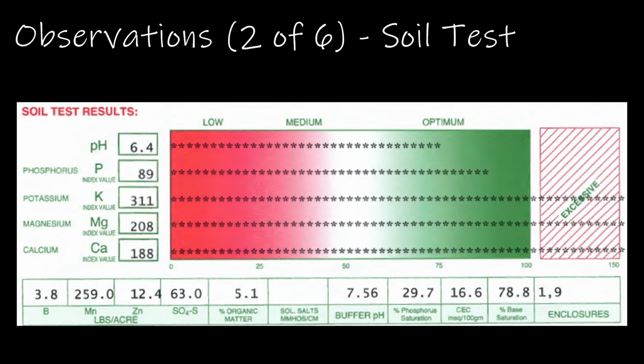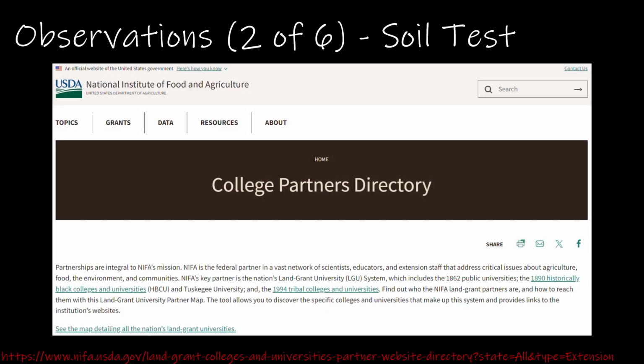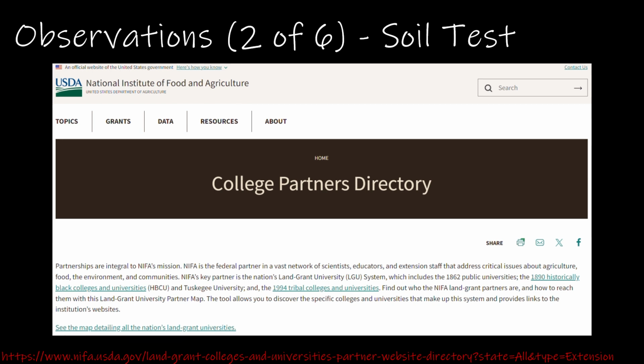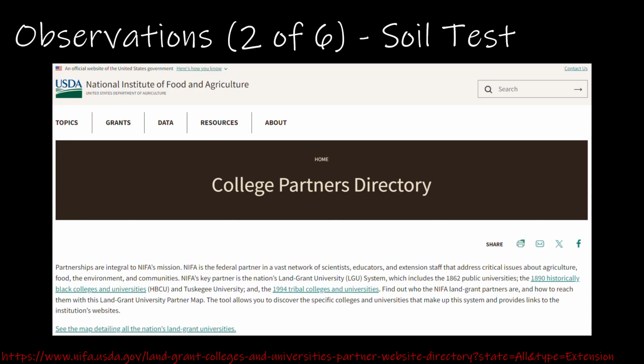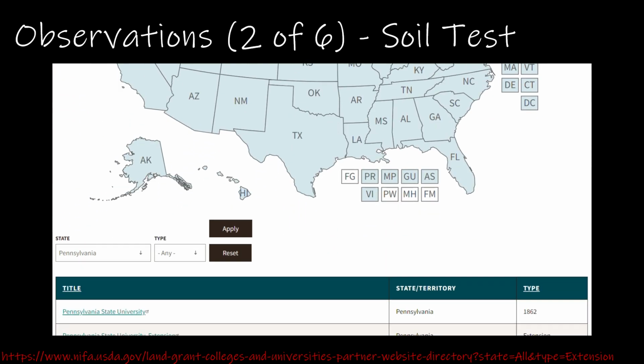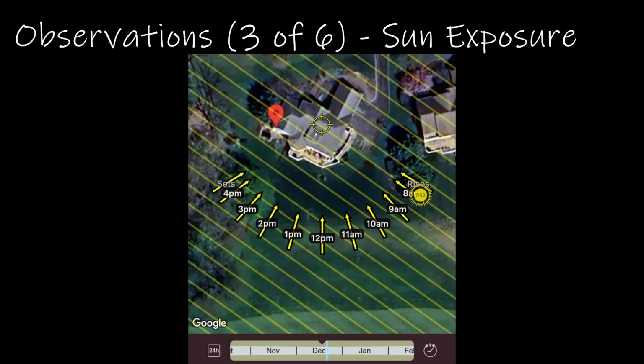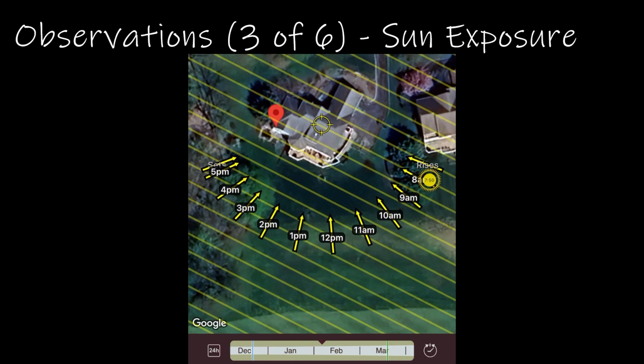If you're not aware of the University Extension closest to you, then check out the College Partners Directory, which is managed by the USDA National Food and Agriculture Administration. I put the URL at the bottom of the page in red. Once on their website, scroll down to the map and click on your state. Then scroll down again to the very bottom for a listing of extensions in the state. Third is the most common consideration, which is to understand how much sun the area receives per day. I use the Sun Seekers app when I visit other homes because it's nice to have a visual of how the sun moves throughout the day.